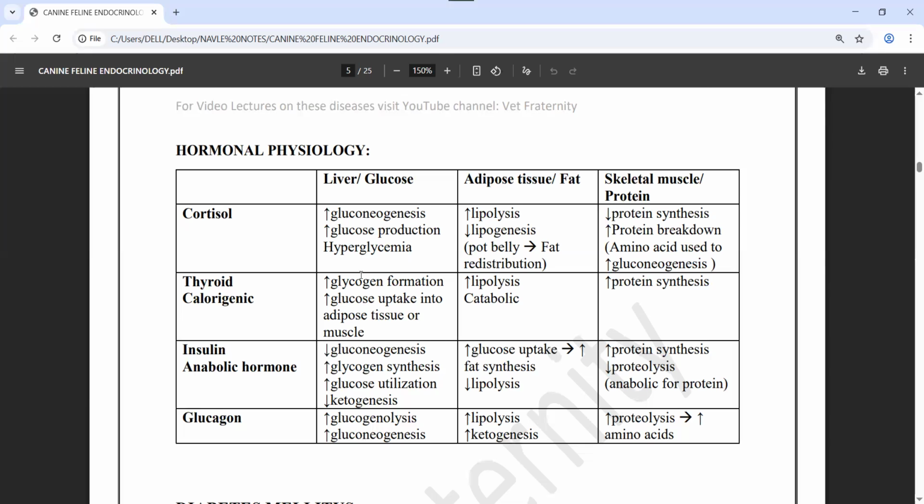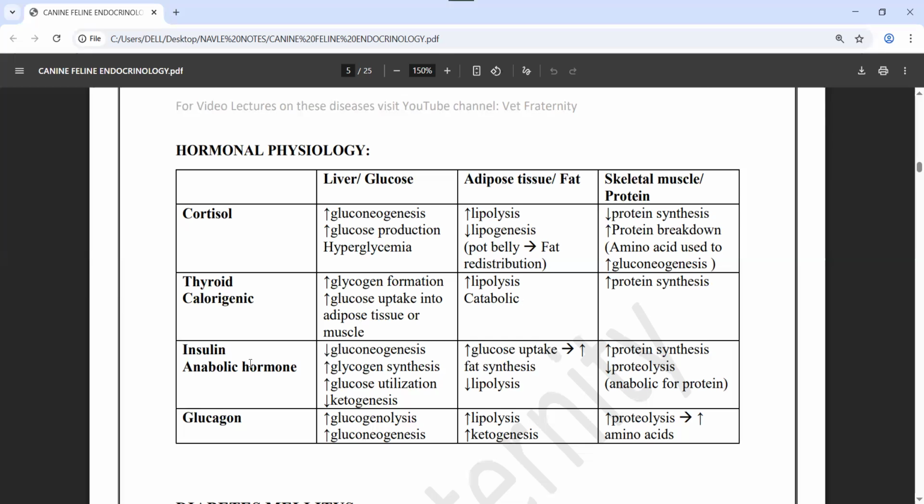Its effect on the liver is that it causes increased glycogen formation. It increases glucose uptake into the adipose tissue or muscle. This means it lowers the level of glucose in the bloodstream, and it increases glycogen, the storage form of glucose. It shifts the glucose from the blood to the glycogen form. Then the effect on adipose tissue is increased lipolysis, and it is a catabolic process. Catabolic means the breakdown process, that it causes the breakdown of the fat. And as far as protein, it increases the protein synthesis.